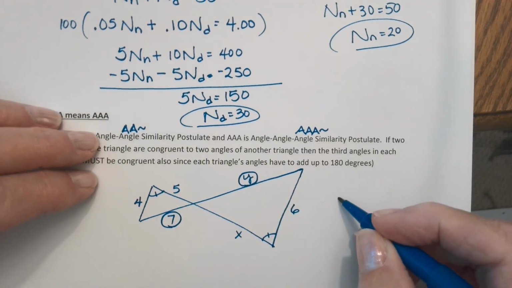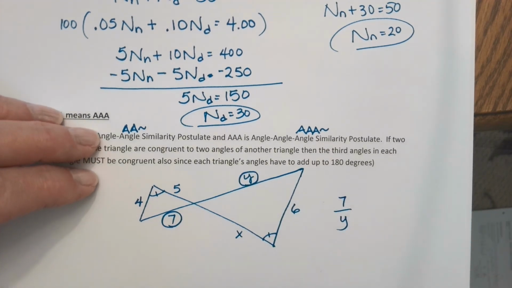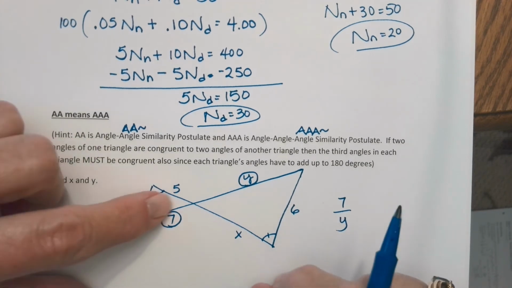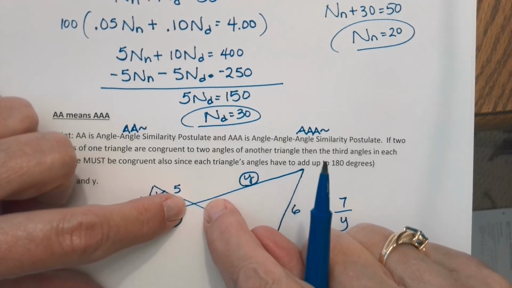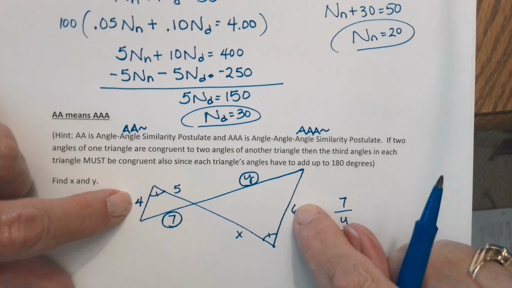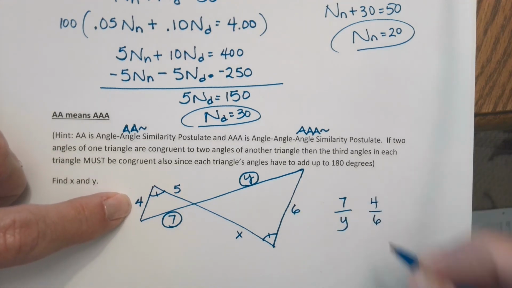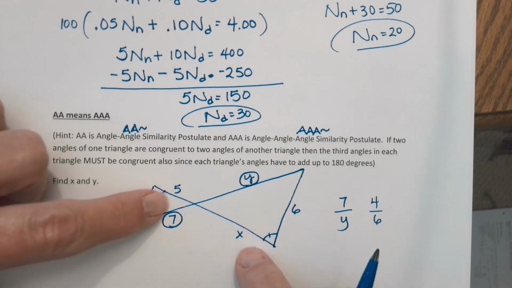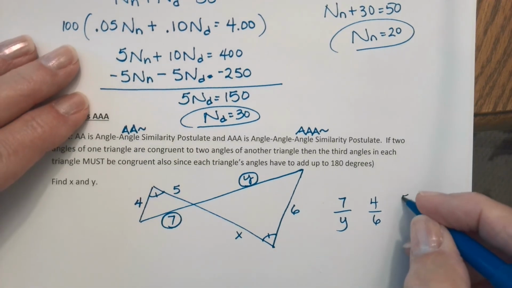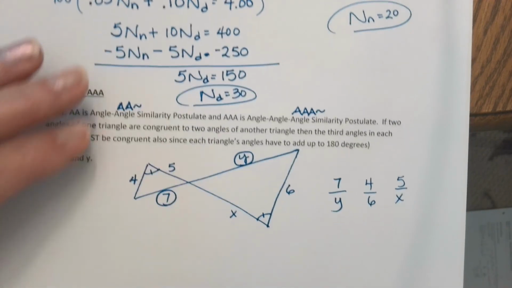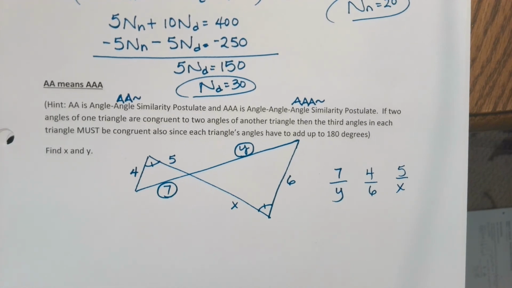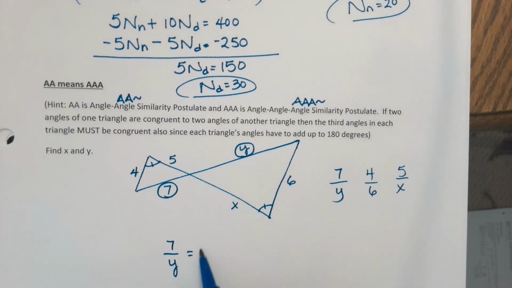That means 7 is to y. Now, these angles are congruent, the vertical angles, so the sides across from them are going to correspond to each other. So 4 is to 6, which means then that 5 is to x. So getting that straight to start, then we can take two of those at a time and solve for a variable. Again, only picking one of the ratios at a time that has a variable in it.